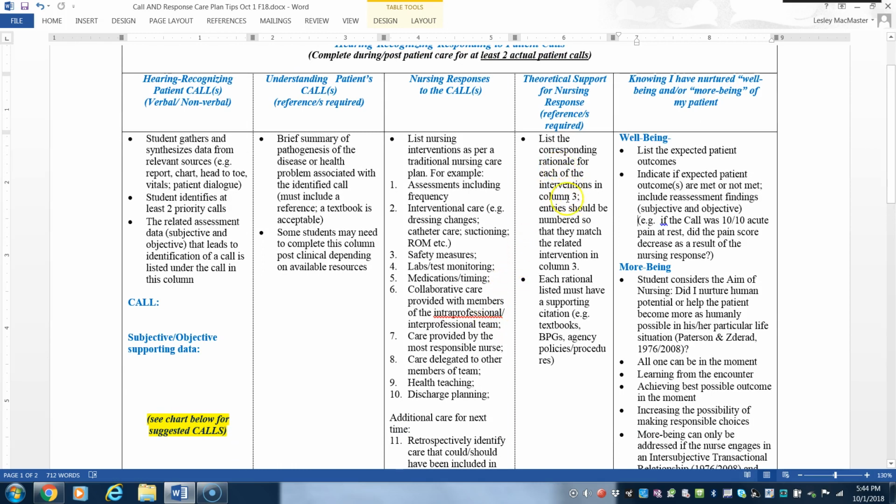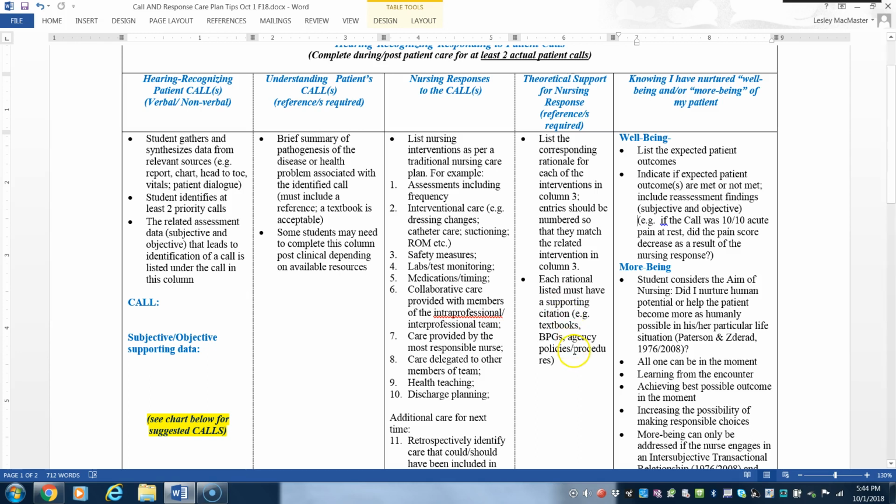The fourth column really is just an adjunct to the third column. It's just their support for the interventions that have been identified here. So the student would list the corresponding rationale using a numbering system identical to the third column. And each rationale must have a citation, so either from a textbook or a best practice guideline or an agency policy or procedure.